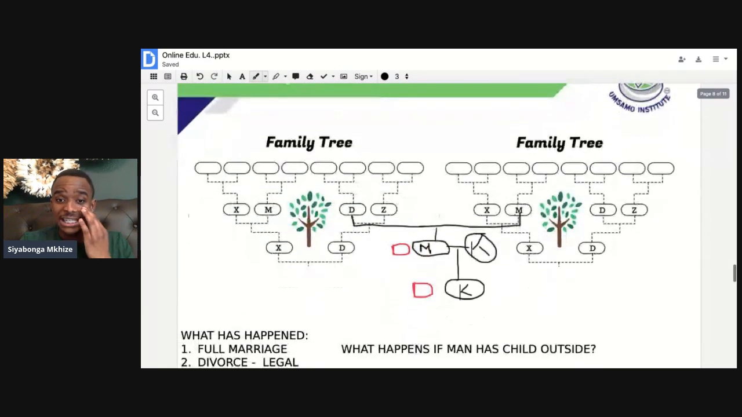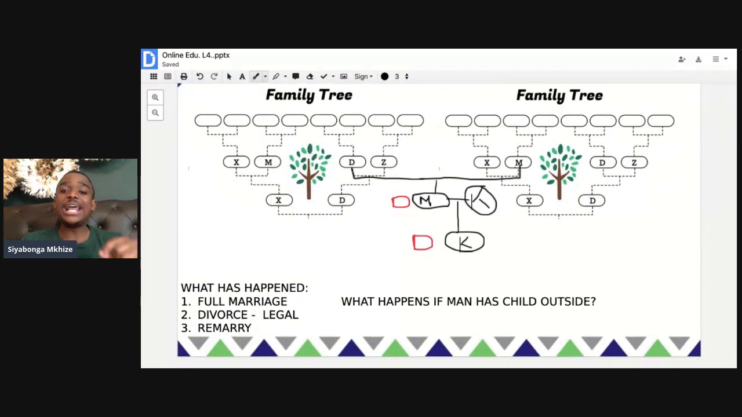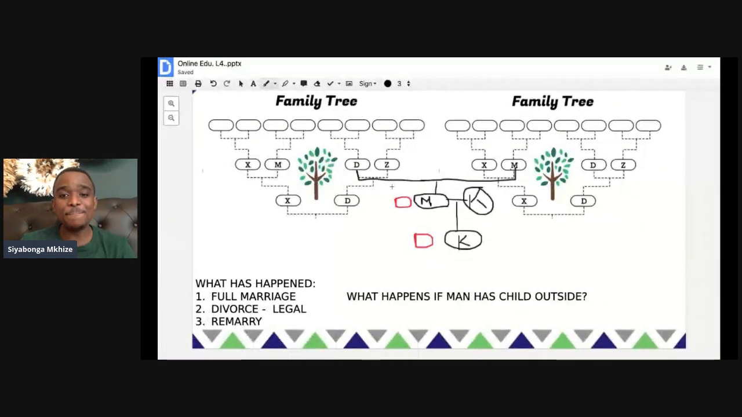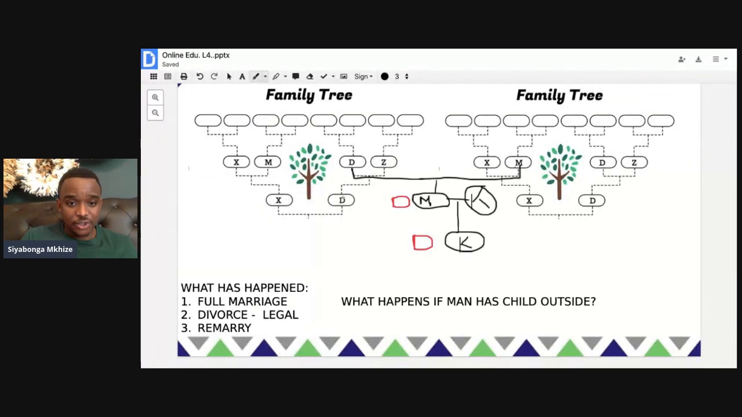So now we're looking at the next part of infidelity. Now we're looking at what happens when the man cheats. So now uDlamini no Zuma bashadile, perfect wedlock, right? But now, and they have their first child. Excuse me.